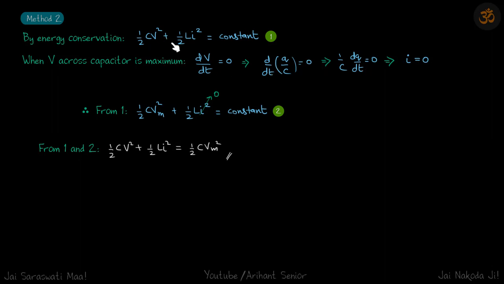We put those values here: half C Vm square, since when voltage is maximum, current is 0. So we got the value of the constant, and that is half C Vm square. The same result we got here. All right.